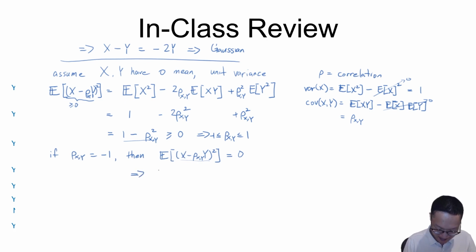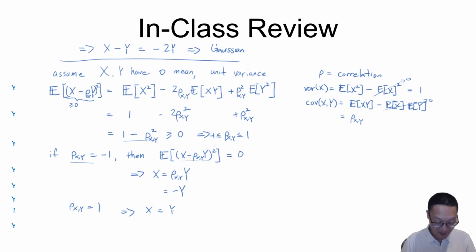So that actually implies that x equals rho y, right? Actually, in our case, because we assume that rho is minus 1, this is just minus y. So that shows that when the correlation is negative 1, x equals minus y. On the other hand, we can also show that, of course, if rho xy is equal to 1, then this would also mean that x equals y. Okay, but that wasn't needed for the question, but I thought I would say that anyway. It's a pretty simple result after doing all this work.